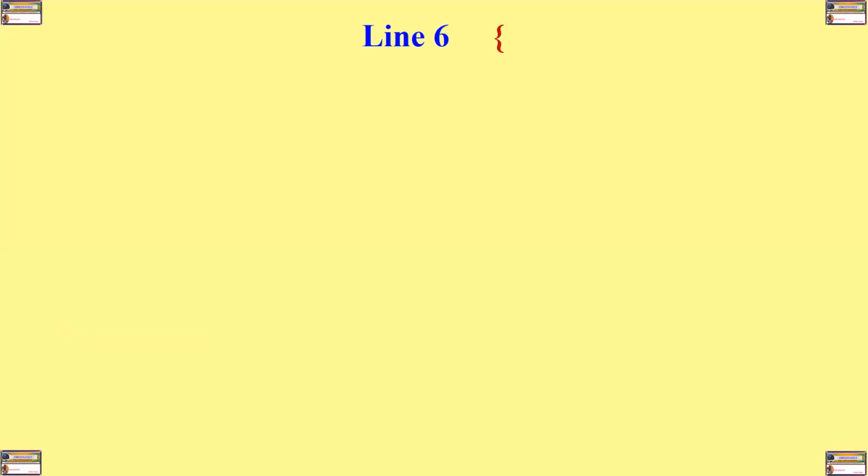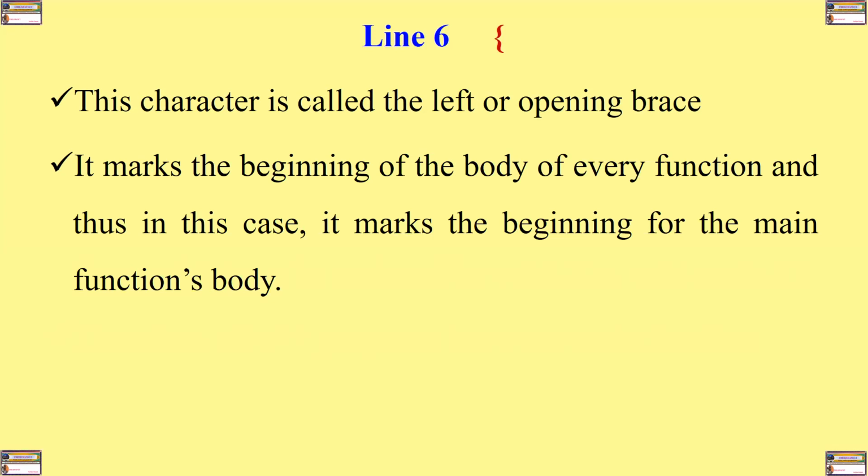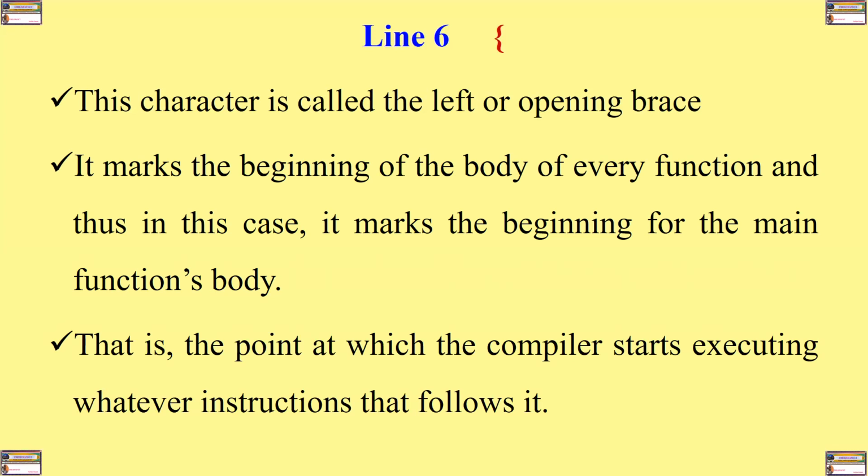The next line is line 6, which has this symbol. This symbol, or this character, is called the left or opening brace. It marks the beginning of the body of every function, and in this case, it marks the beginning of the main function's body. That is, the point at which the compiler starts executing whatever instructions follow it.